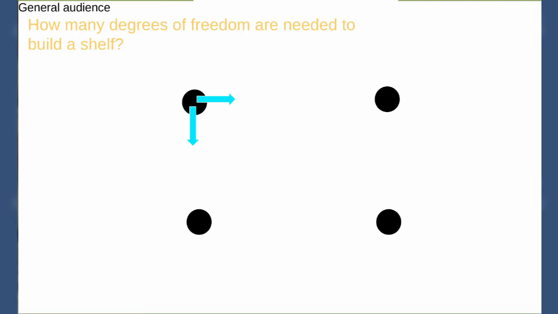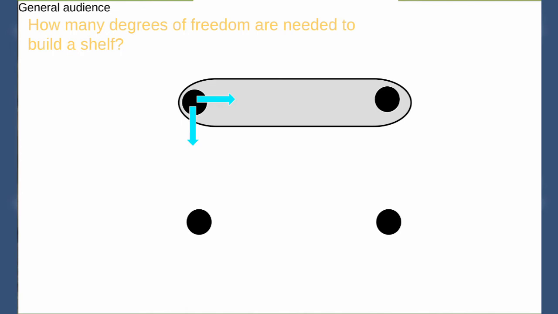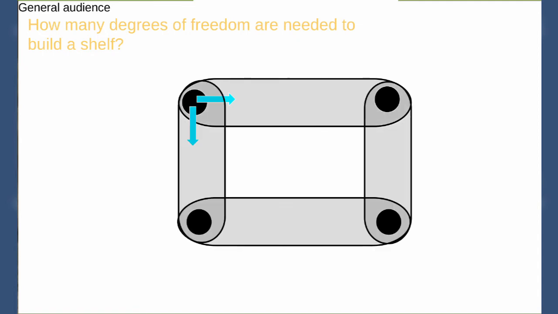Now, that's not good, right? Because I don't want a shelf to be a bunch of things that can move around freely. So what I need to do is to start putting planks, lengths of wood, between these nails so that the distances between the nails are fixed. And each plank that I put adds a further constraint on the shelf. If you put a plank, you fix the distance between two nails. If you put 4 planks, now you fix the distance between all the sets of nails.